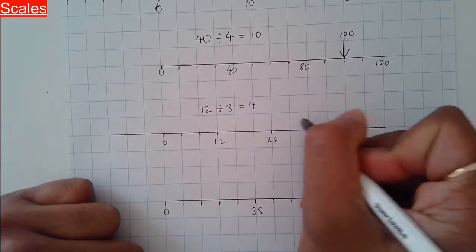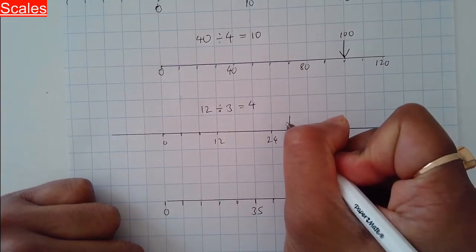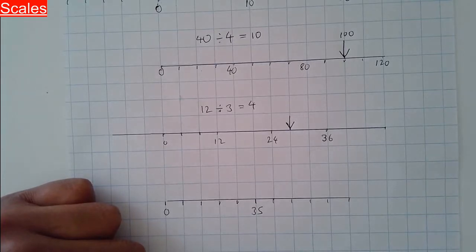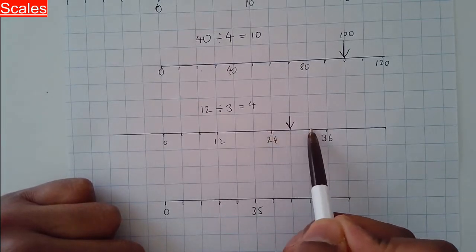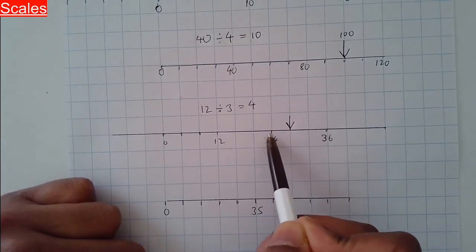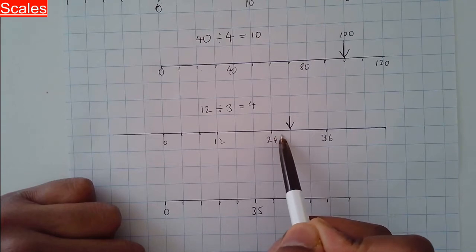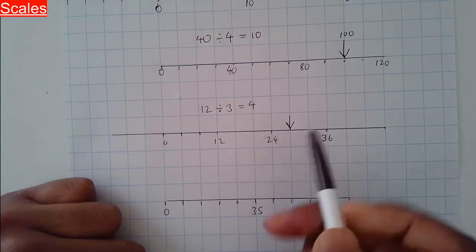So if I want to know what this one is, what this arrow is pointing at, because I know these are going up in fours, it's going to be 24 over here. Add another 4, that'll be 28.